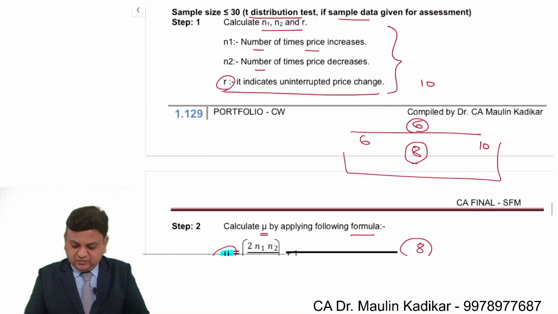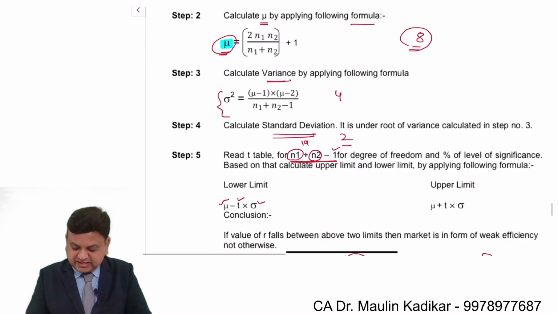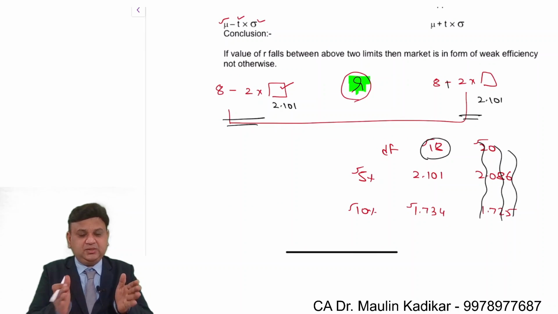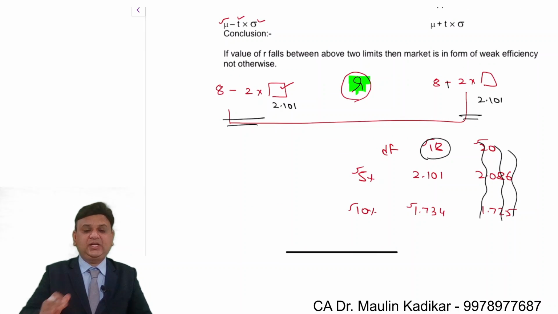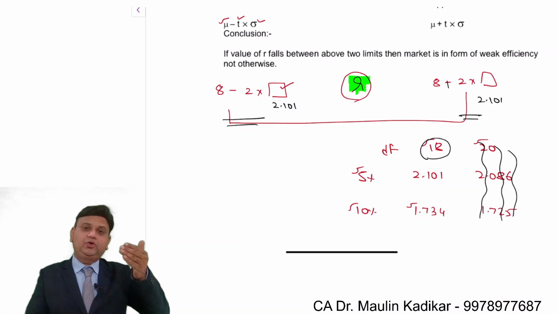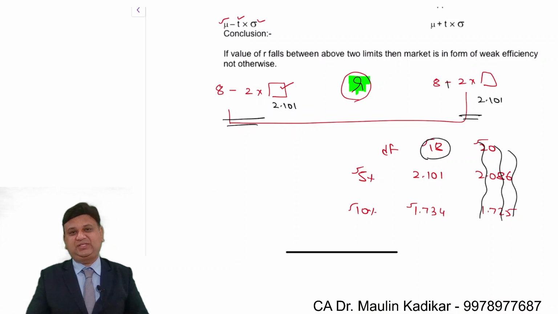Now finally, whatever the value of R that you have calculated over here, you are required to make a comparison. Is it falling within this range? Then in that case, the number of uninterrupted sequences of the price change is neither too high nor too low, and the market is in weak form of market efficiency. This is the way the conclusion is drawn.